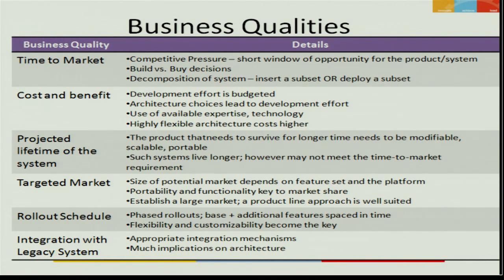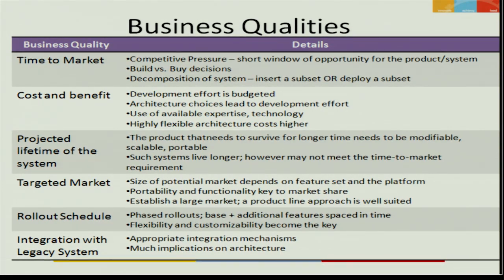Cost and benefit analysis is essentially about development effort. Architecture choices do impact the development effort. Use of available expertise, technology, etc., will also impact cost, and then one also has to weigh the benefit. Highly flexible architectures always have higher cost, but you have to think whether it is really required for a particular scenario. Projected lifetime of a system is also another business quality, and a product that needs to survive for a longer time needs to be modifiable, scalable, and portable.